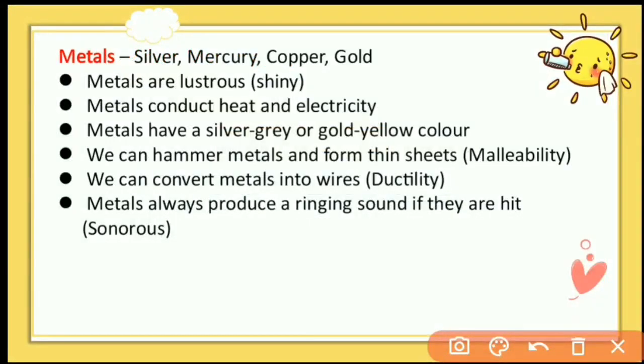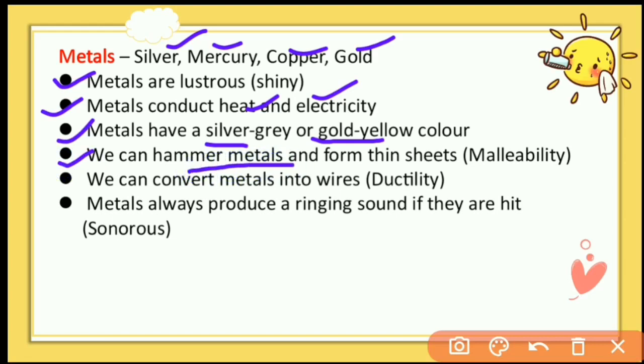What are metals? Metals, for example, silver, mercury, copper, and gold. And properties of metals: metals are lustrous, which means they have a shiny surface. Metals conduct heat and electricity, and metals generally have a silver gray or gold yellow color. When we hammer metals they form thin sheets, and that property is called malleability.